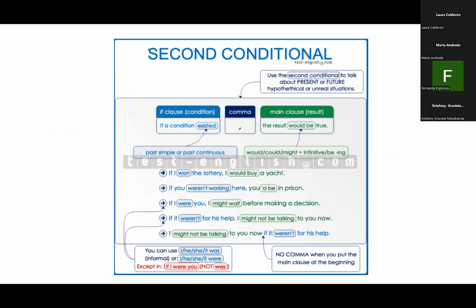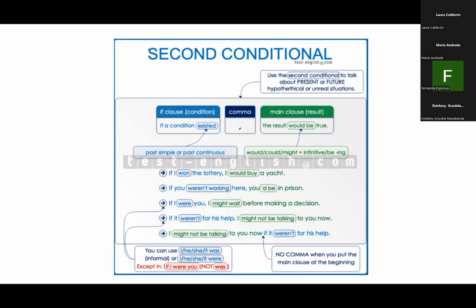Okay, second conditional is used to talk about possibilities. So hypothetical situations about the present or future. The structure is, in the if clause, we use the past simple. It's also possible to use the past continuous. And in the main clause, we can use a modal plus the infinitive. So now it is modal would, modal could, modal might, plus one verb in the infinitive.